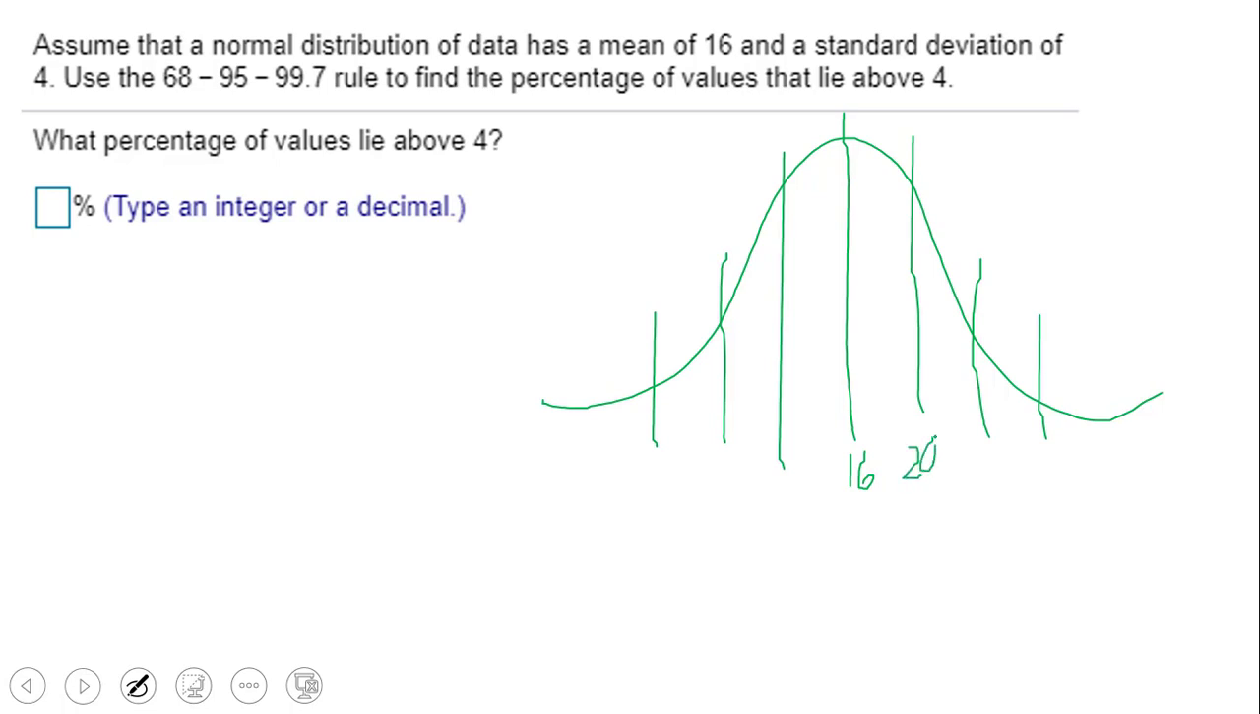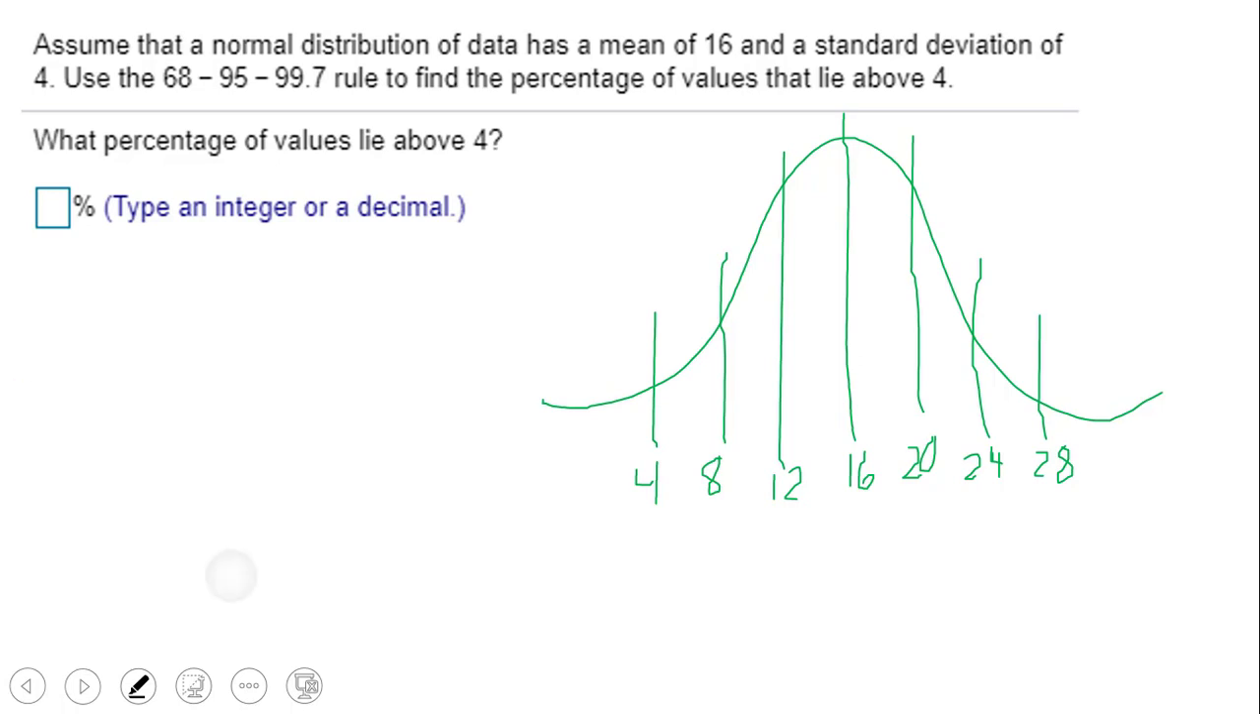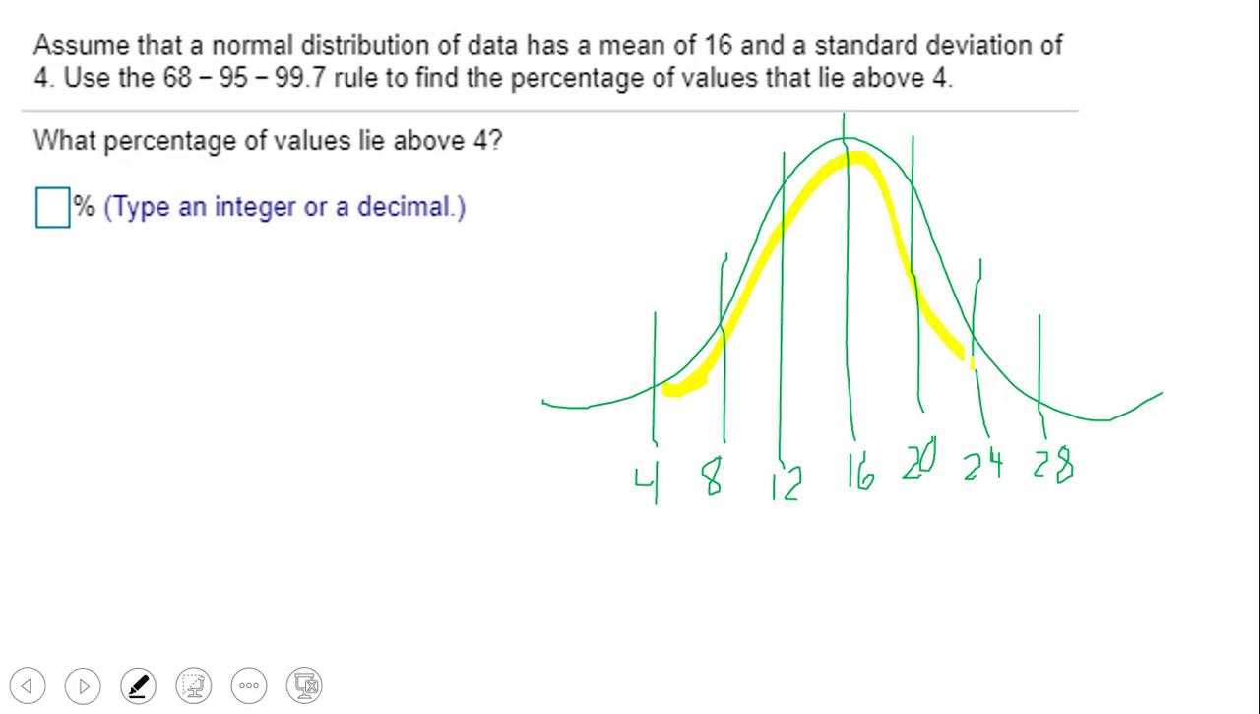So I will add by 4s as I go to the right, and I will subtract by 4s as I label to the left of the mean 16. Then we read the question and see that it is asking about what is above 4. So we want all of this area from 4 all the rest of the way. We want all of that is what we're trying to find.